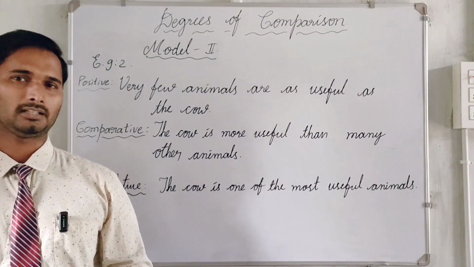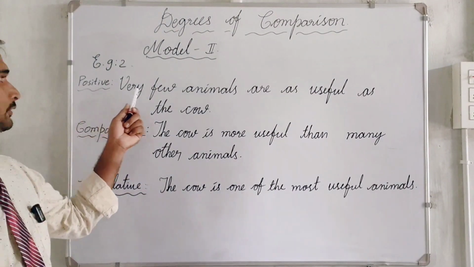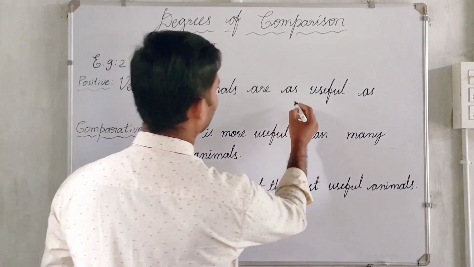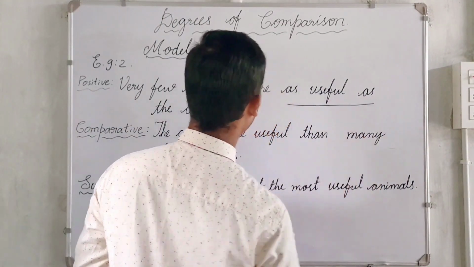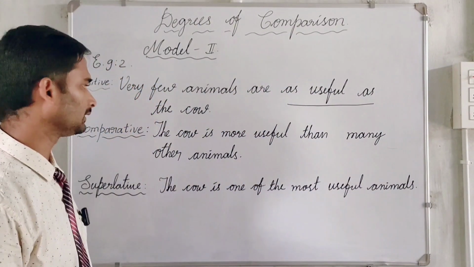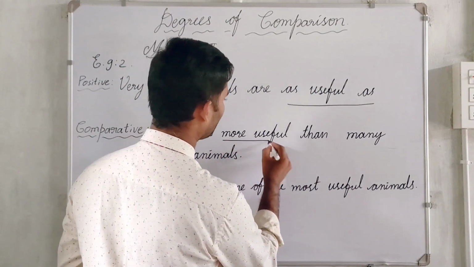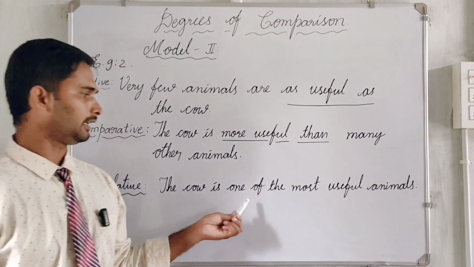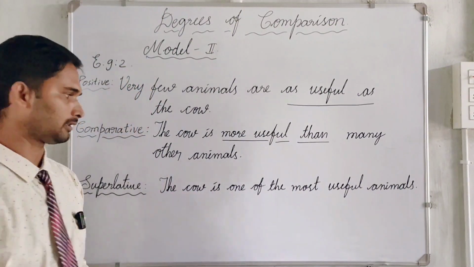Let us learn the models with some more examples. Example 2. Very few animals are as useful as the cow. As useful as the cow. No comparison is made. Comparative. The cow is more useful than many other animals. More useful than. Superlative. The cow is one of the most useful animals.